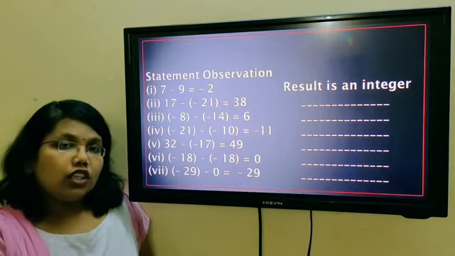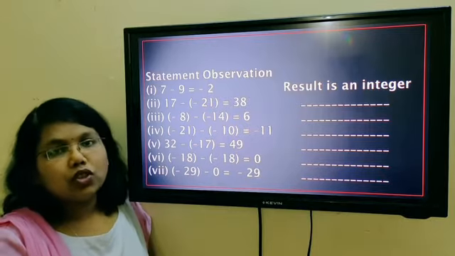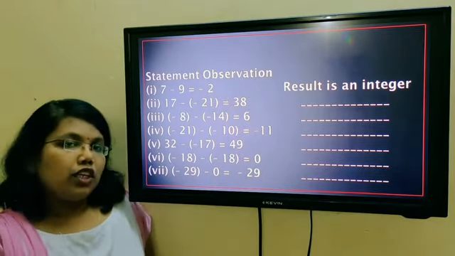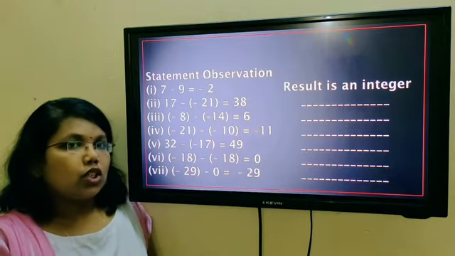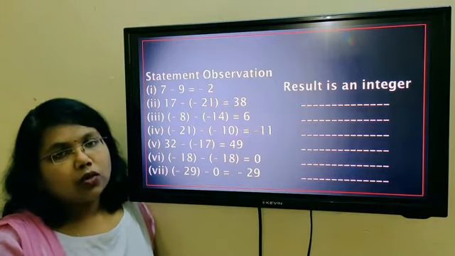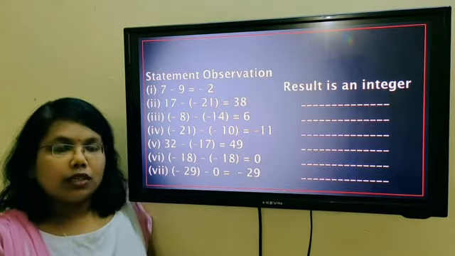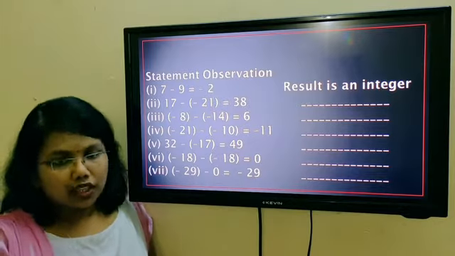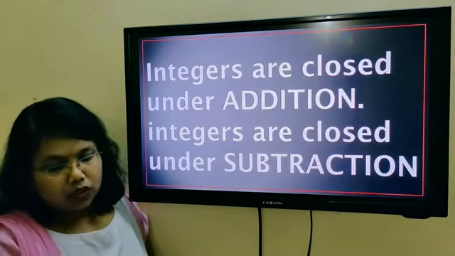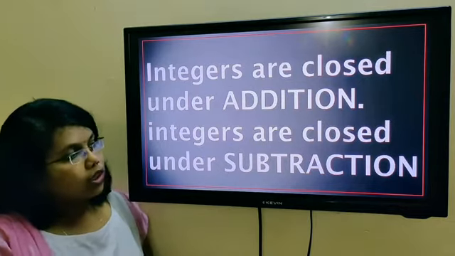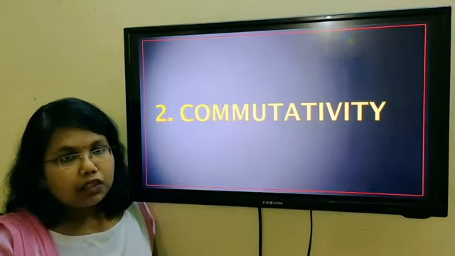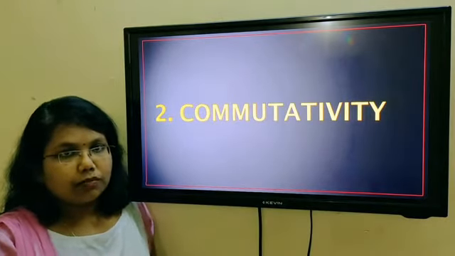Therefore, addition as well as subtraction is closed for integers. Both of them, when you perform addition or subtraction on integers, your answer is going to be an integer. No doubt about that. That is why our conclusion is: addition and subtraction are closed for integers. See, integers are closed under addition, integers are closed under subtraction. That's our conclusion. Next property that we are going to study is commutativity.